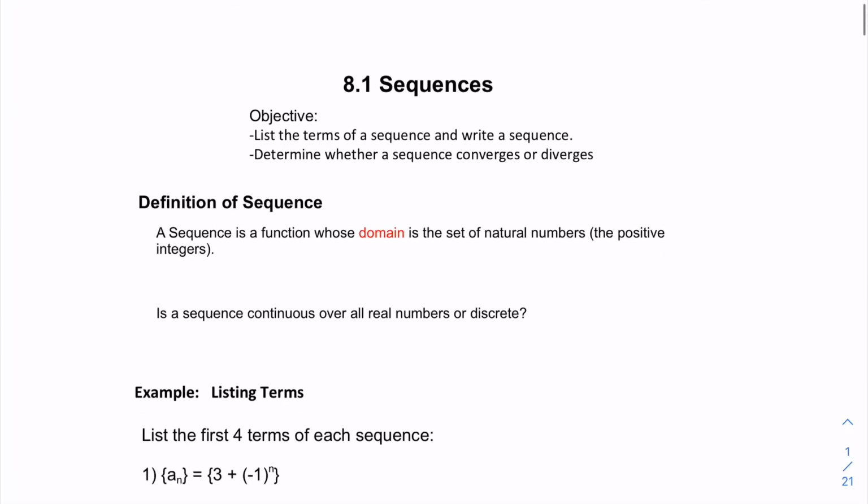Today we are going to learn 8.1, sequences. After today's lesson, you should be able to list the terms of a sequence and also write a sequence yourself. Determine if a sequence converges or diverges. In this chapter, we are going to deal with convergence and divergence a lot, so be careful. Today, we are going to study the convergence and divergence of a sequence.